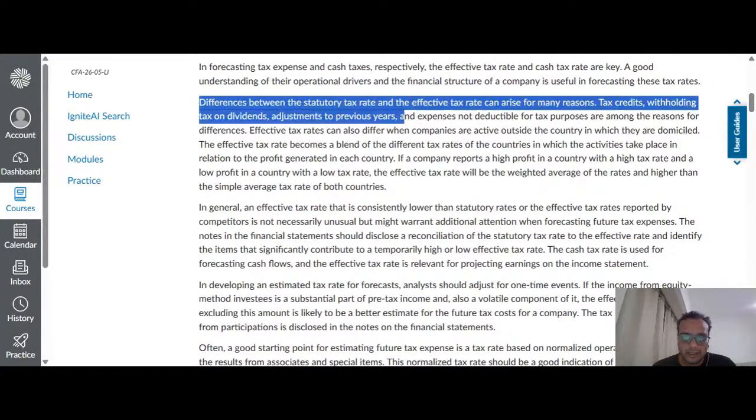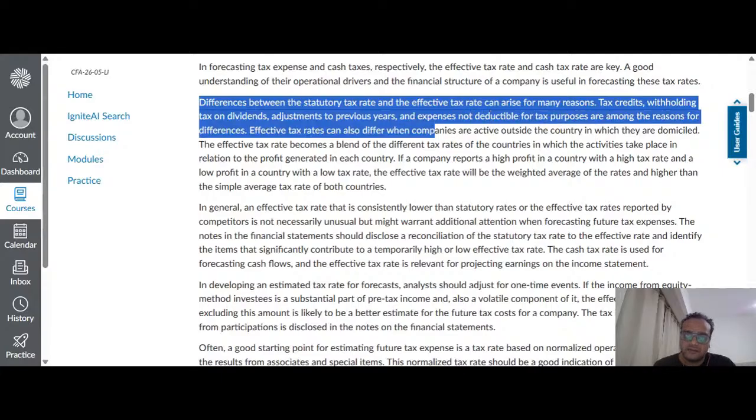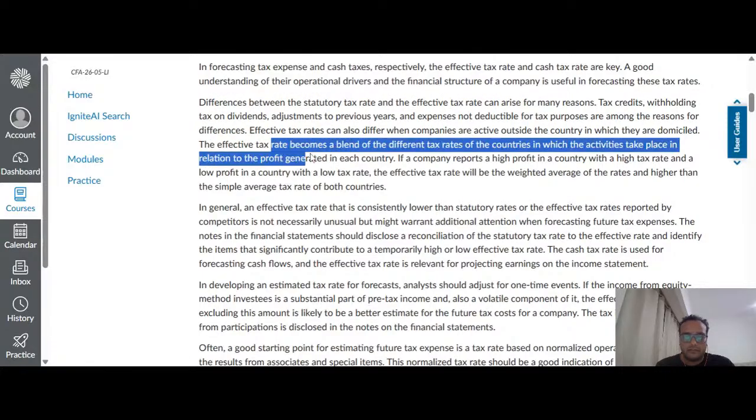Differences between the statutory tax rate and effective tax rate can arise for many reasons. Which are they? Tax credits, withholding tax on dividends, adjustments to previous years, and expenses not deductible for tax purposes are among the reasons for differences. The effective tax rate can also differ when companies are active outside the country in which they are domiciled. The effective tax rate becomes a blend of the different tax rates of the countries in which activities take place, in relation to the profit generated in each country.